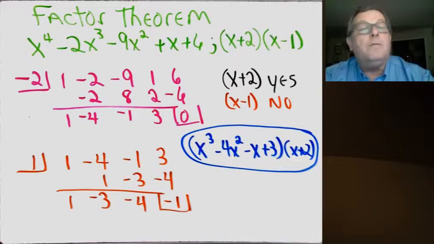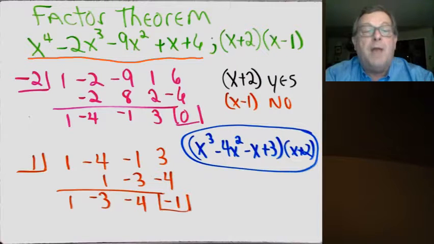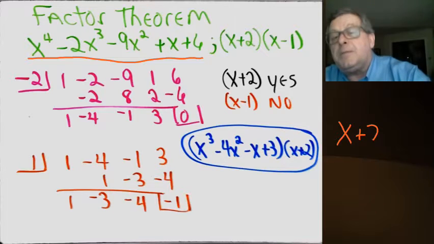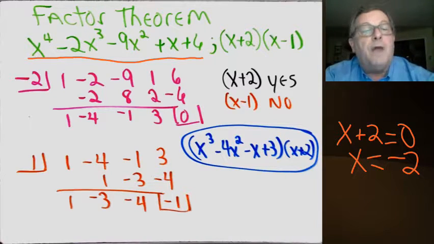So here we go. We've got a function, x to the 4th minus 2x cubed minus 9x squared plus x plus 6, and I'm given 2 expressions to divide it by to determine if either of these is a factor. Let's start with x plus 2. On the setup, set x plus 2 equal to 0, so I put minus 2 in the box.